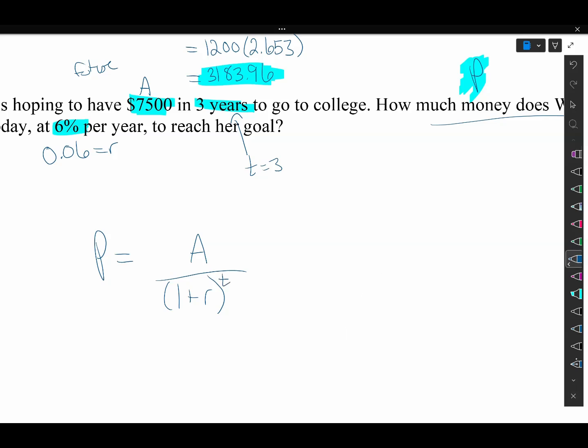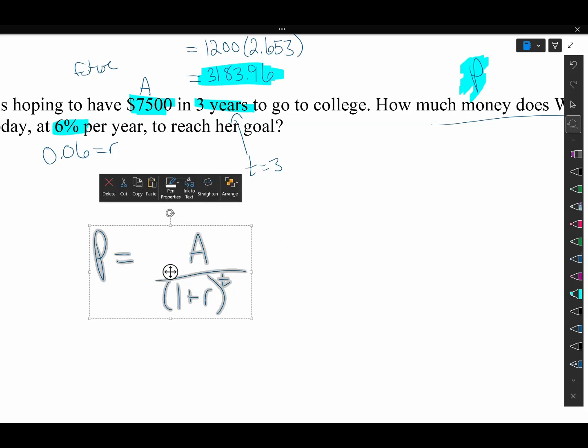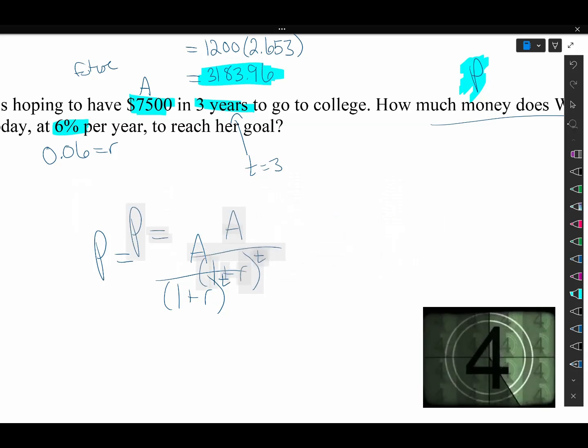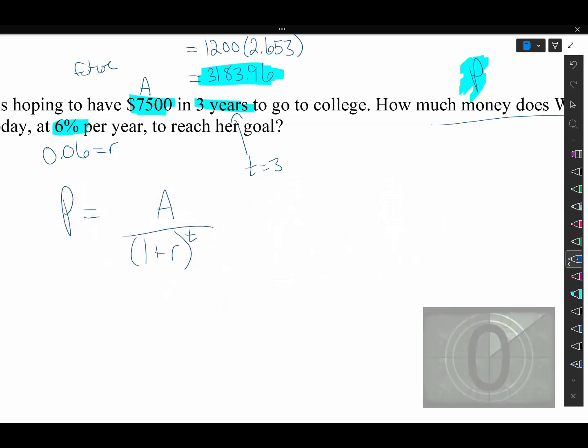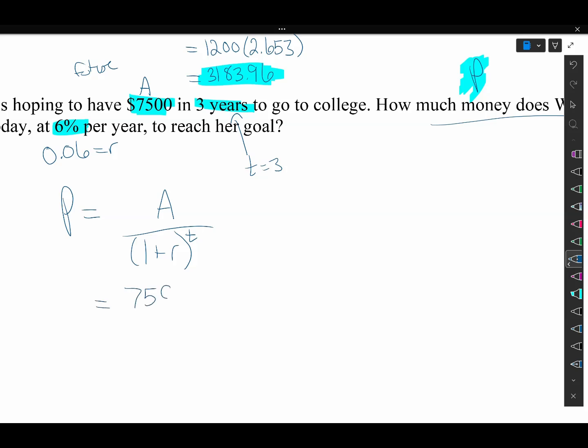Now that I know those values, all I'm doing, same thing as before, I encourage you, pause the video, plug in the values that you're working with, and try and work your way down, and then see how you did. Because we're pushing forward right here, we know our A value is $7,500. 1 plus our R value is 0.06, all to the power of T. In this case, that's 3.